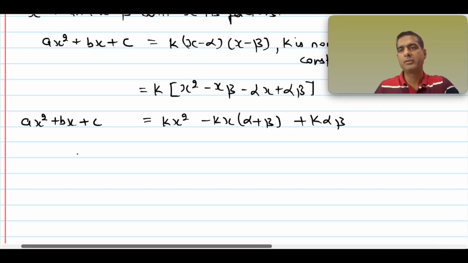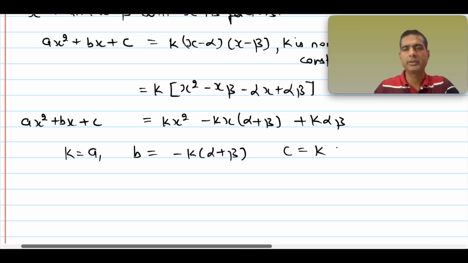Now if we try to compare the coefficients of the same degree variable, so the coefficients of x square, by comparing on both the sides, we get k is equal to a, and the coefficient of x we will be getting b is equal to negative k times alpha plus beta, and comparing the constant terms we will be getting c is equal to k alpha beta.